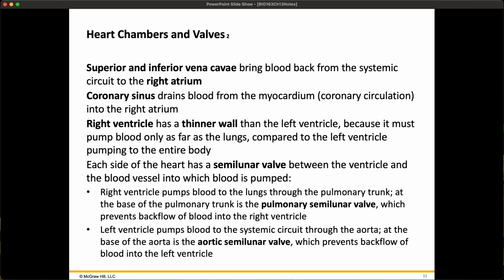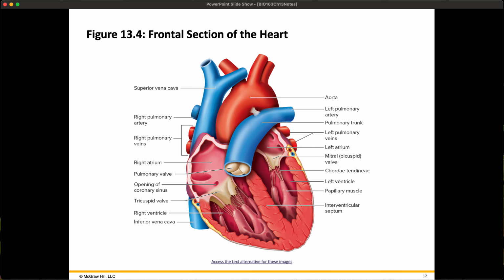I said it wrong. The right ventricle and the pulmonary trunk, which is an artery that takes blood away from the heart to the lungs. That's deoxygenated blood. That's why it's blue. So it's a blue vessel, so it's deoxygenated. It's taking blood away, so it's the pulmonary arteries.